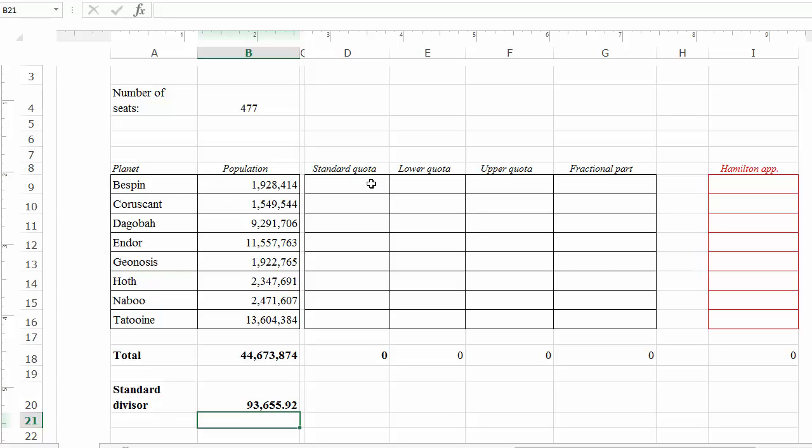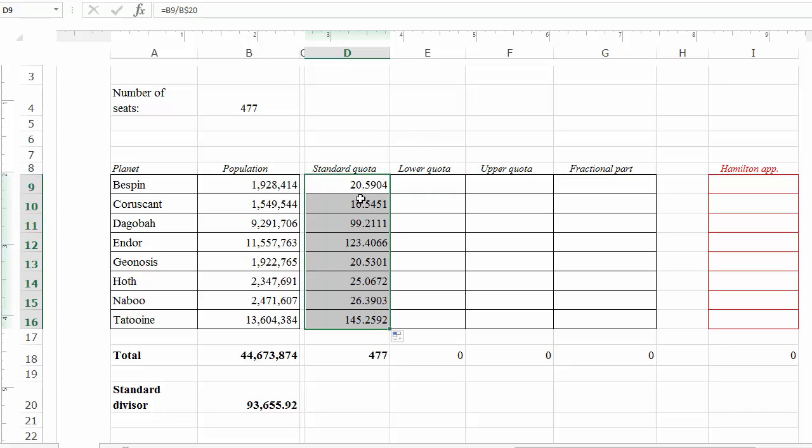Okay, so now what we have to do is compute the standard quota for each of the planets in our system. And so we do that by taking the population of that planet and dividing it by the standard divisor. Okay, so we take the population of Bespin and divide it by the standard divisor. And now we're just going to do the same thing for each of the other planets. So we can use Excel to calculate. And there it goes. It goes ahead and fills them in for us.